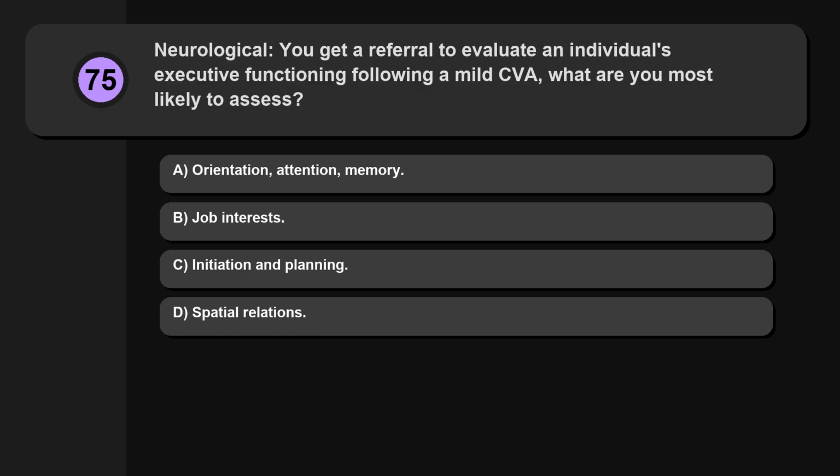Question 75. Neurological. You get a referral to evaluate an individual's executive functioning following a mild CVA. What are you most likely to assess? Option A, orientation, attention, memory. Option B, job interests. Option C, initiation and planning. Option D, spatial relations. The correct answer is option C.